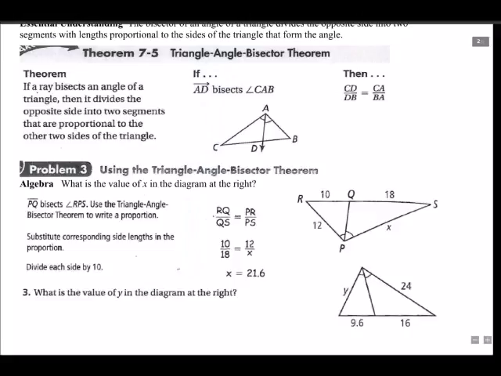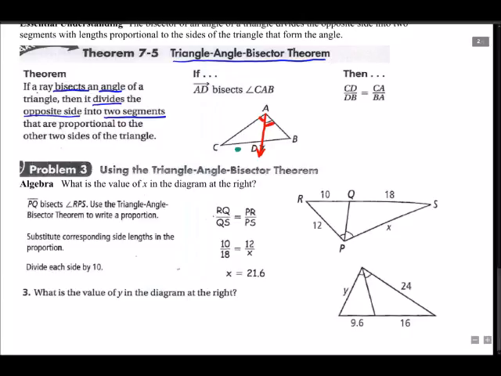We have the triangle angle bisector theorem. This is a fun one. It says a ray bisects the angle of a triangle. So let's look at this. We have this ray here, and it's bisecting this angle of the triangle. Then that ray divides the opposite side, so side CD here, divides that opposite side into 2 segments.